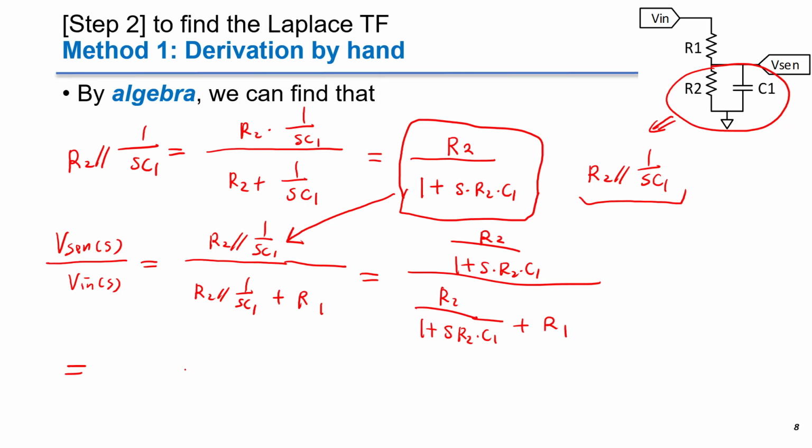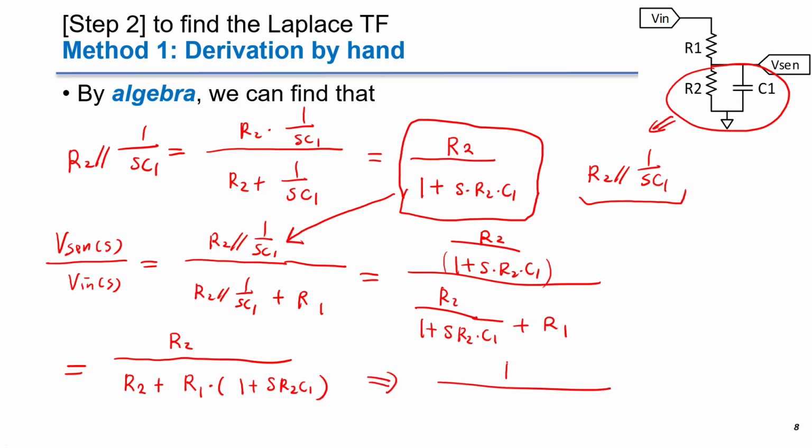To further simplify the equation, top and bottom we multiply by this part, and the numerator becomes R2, the denominator becomes R2 plus R1 times 1 plus S R2 C1. Finally, we get R2 in the numerator, and R1 plus R2 plus S times R1, R2, and C1.